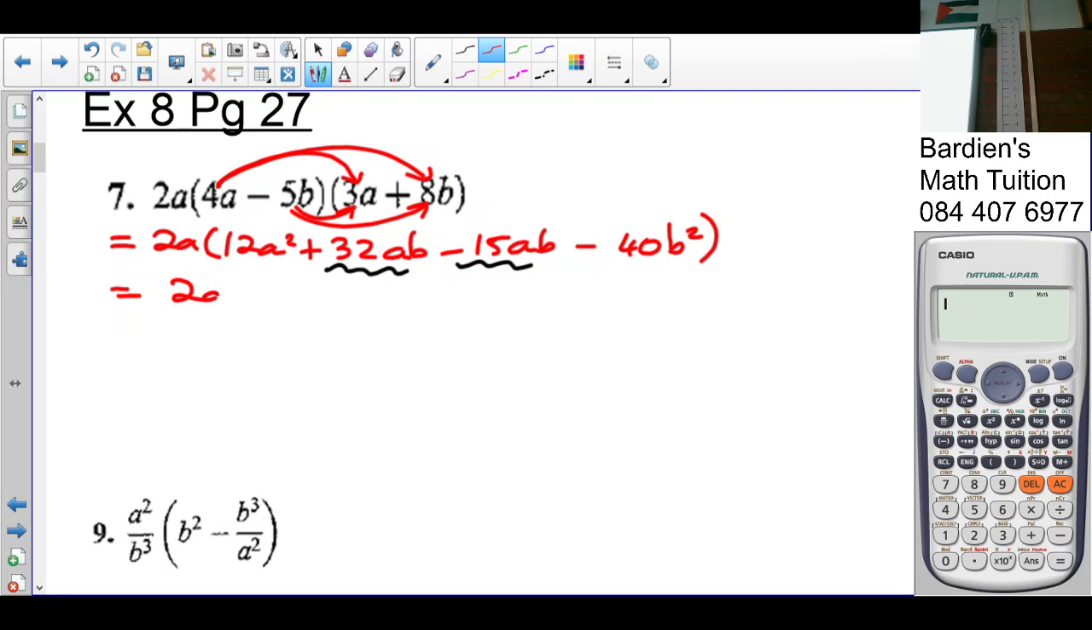It's going to be 2a into 12a^2. What is 32ab minus 15ab? 17. Remember the different signs, so you must subtract. The bigger one is positive, so it will be positive. 17ab minus 40b^2. You all agree with that? Now what do we do? Multiply the 2a in.